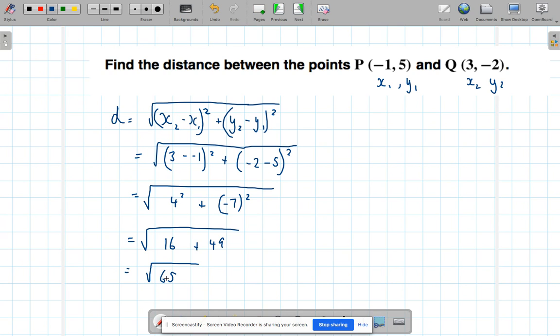Just a warning that if you end up getting a negative square root here, you've done something wrong, okay? Because you can't obviously get the square root of a negative number. So just be careful of that. Go back over your working if you end up with a negative square root. So square root of 65, 8.06. So that's the distance between those 2 points.